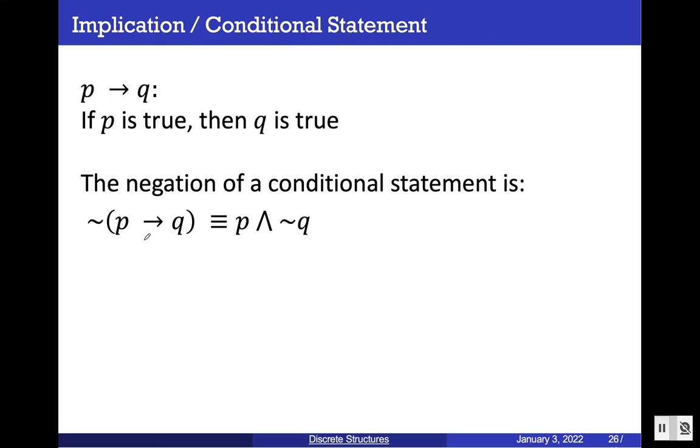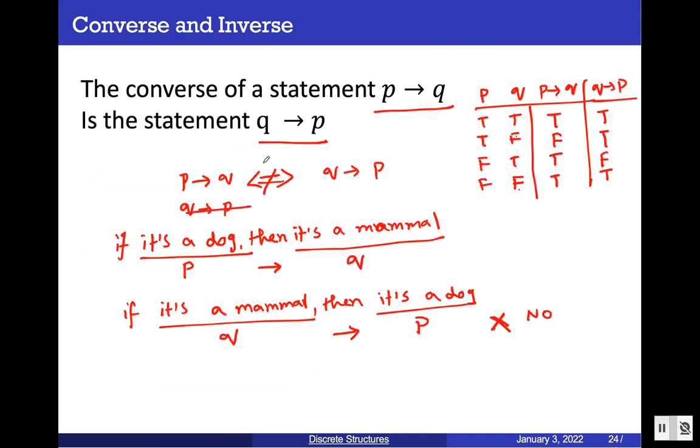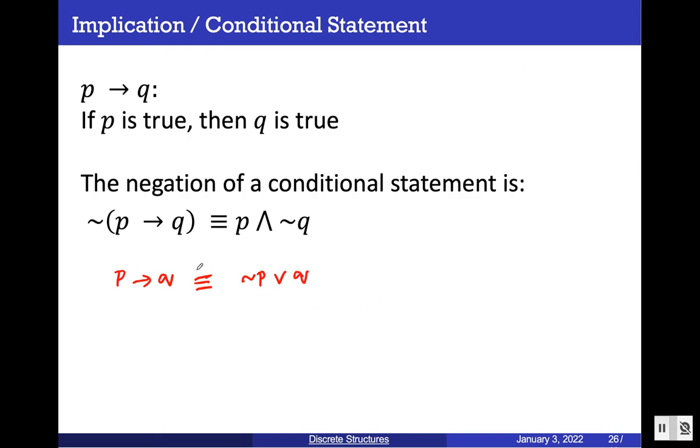So how can we prove that? We know that P implies Q is logically equivalent to not P or Q. We saw that in an earlier example. Now let's negate both of them: not (P implies Q), and let's negate this one as well.